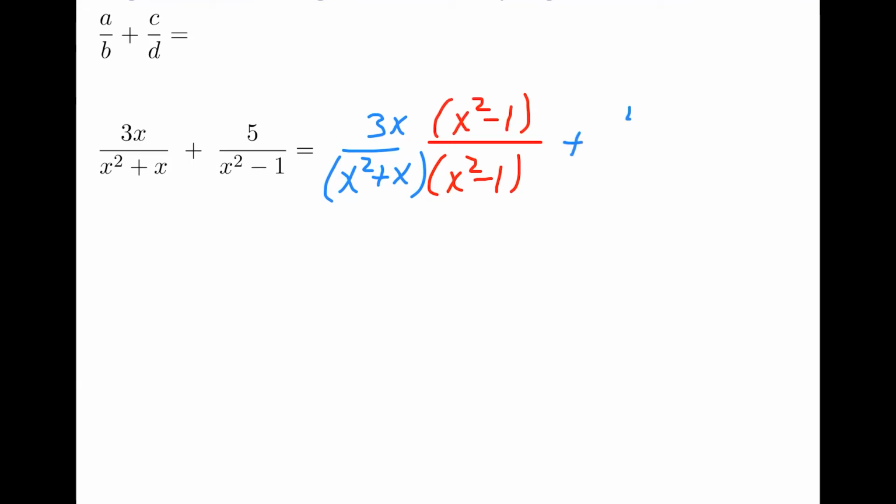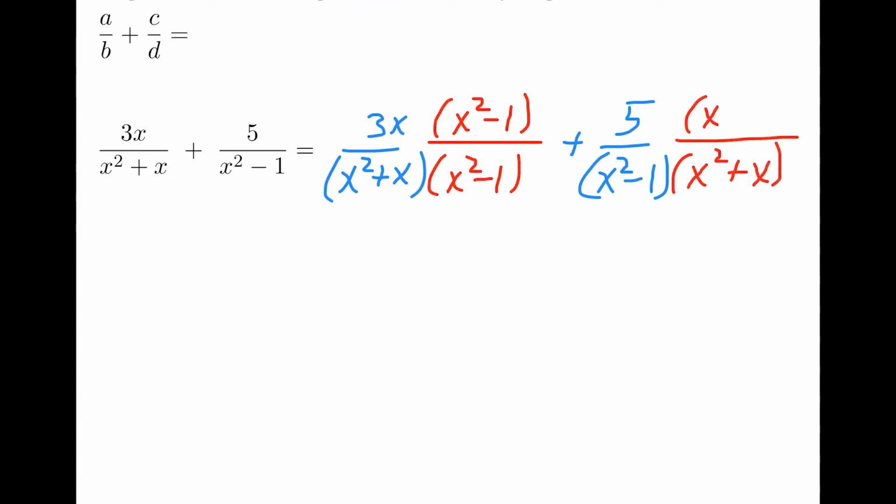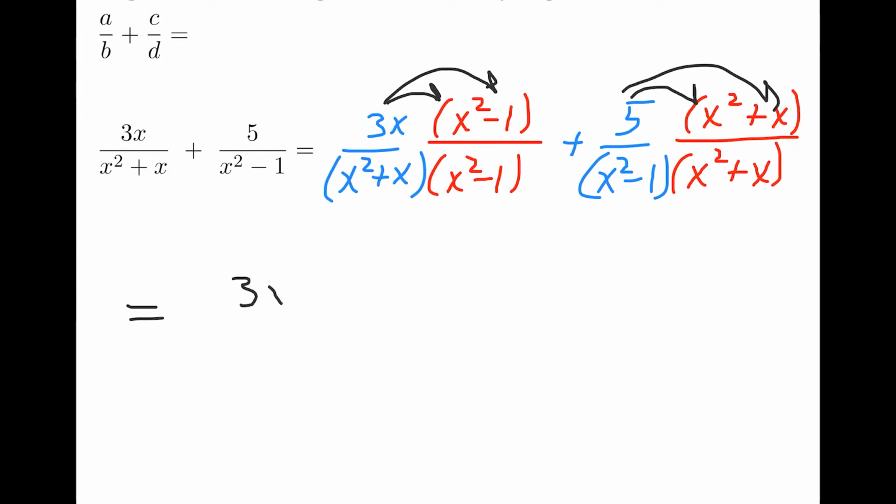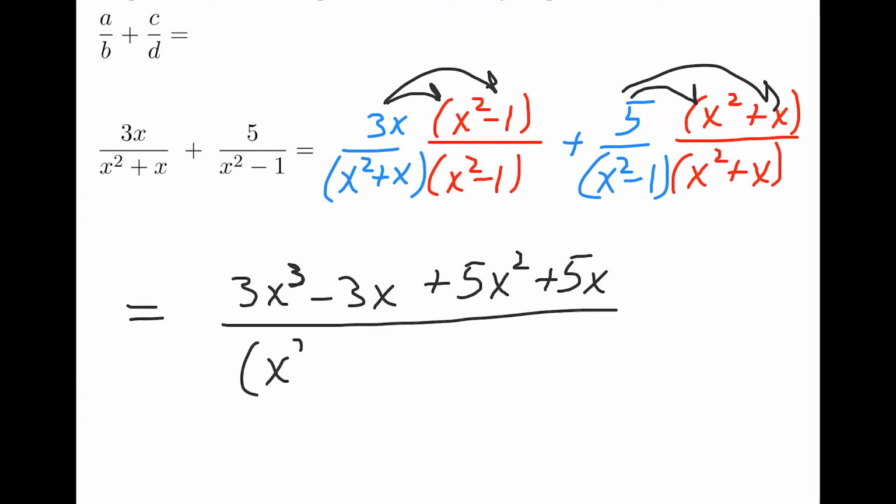And then we have 5 over x squared minus 1, but of course we're going to need to give it the same denominator, so we might put an x squared plus x down here, and similarly an x squared plus x up there. And that's perfectly reasonable, and of course in the end, what do we get? We're going to distribute the 3x through those parentheses and the 5 through those parentheses, and that should give you 3x cubed minus 3x, and then plus 5x squared plus 5x, and that's all over x squared plus x times x squared minus 1.